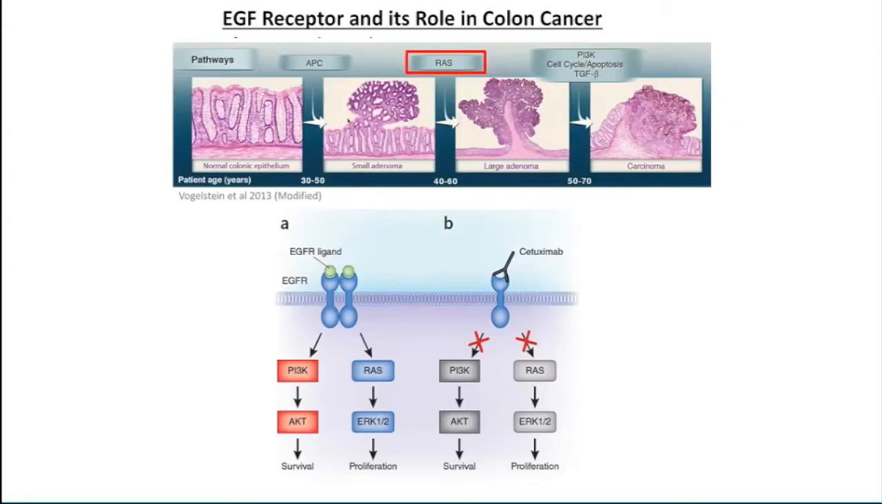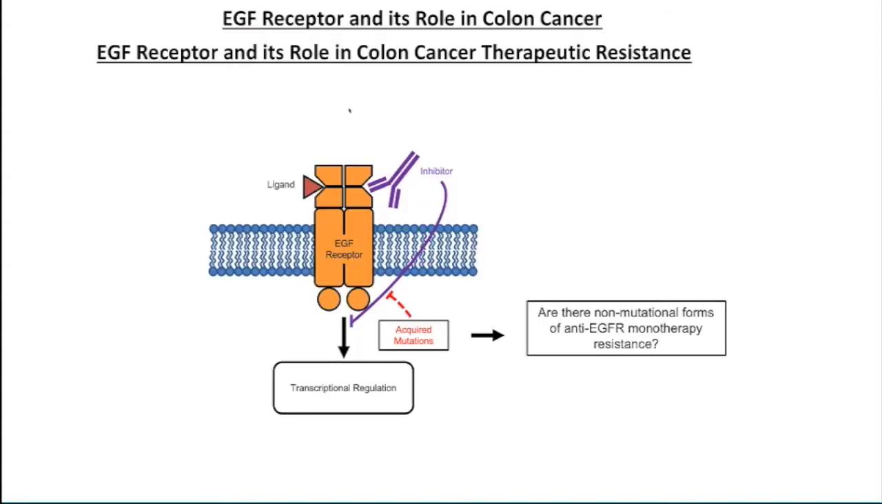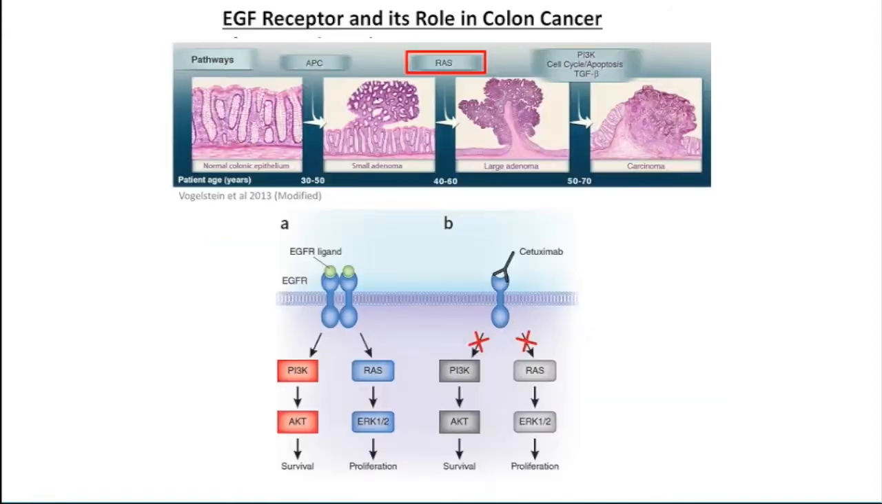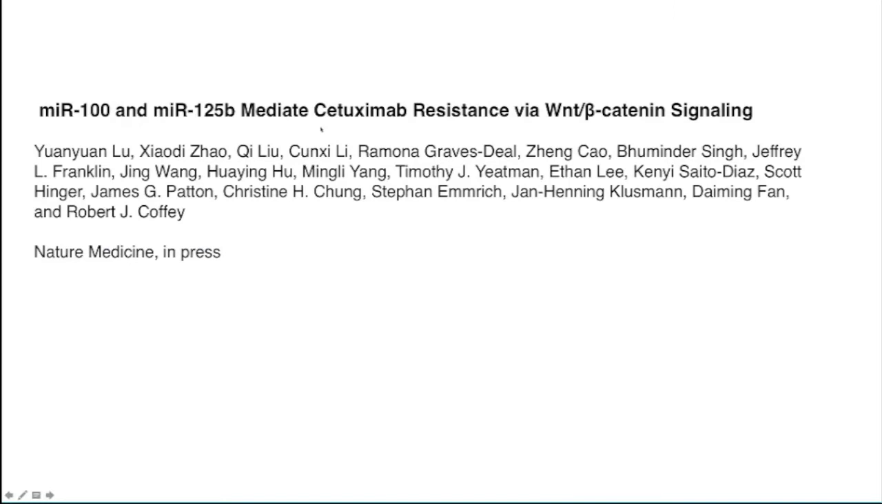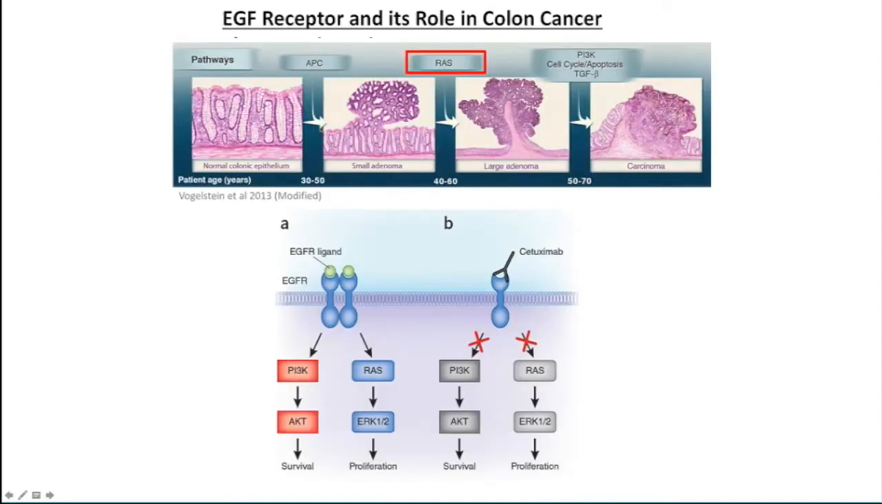Okay, so in colon cancer, APC mutations underlie, and then RAS mutations come along, and then you develop colon cancer. One of the treatments for patients with colon cancer is a monoclonal antibody against the EGF receptor, which blocks downstream RAS signaling. Cetuximab is this antibody against the EGF receptor, and we get this block in RAS.